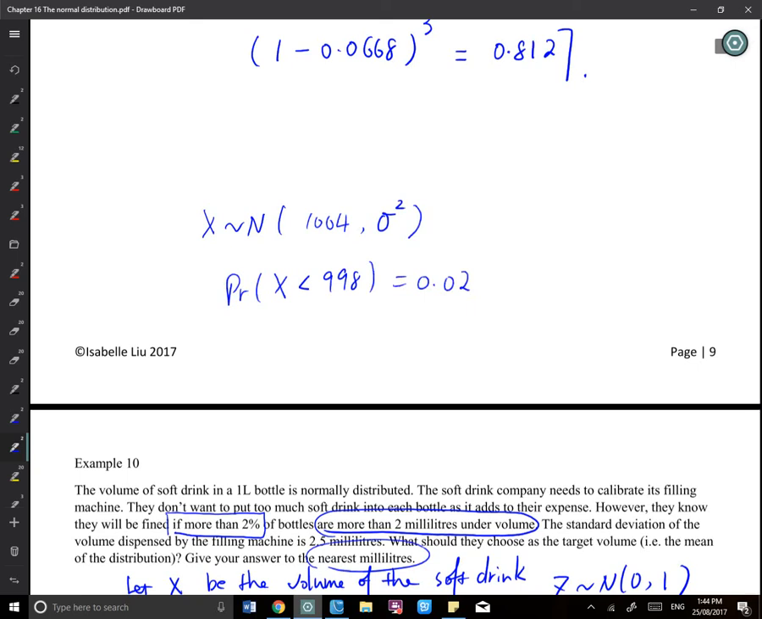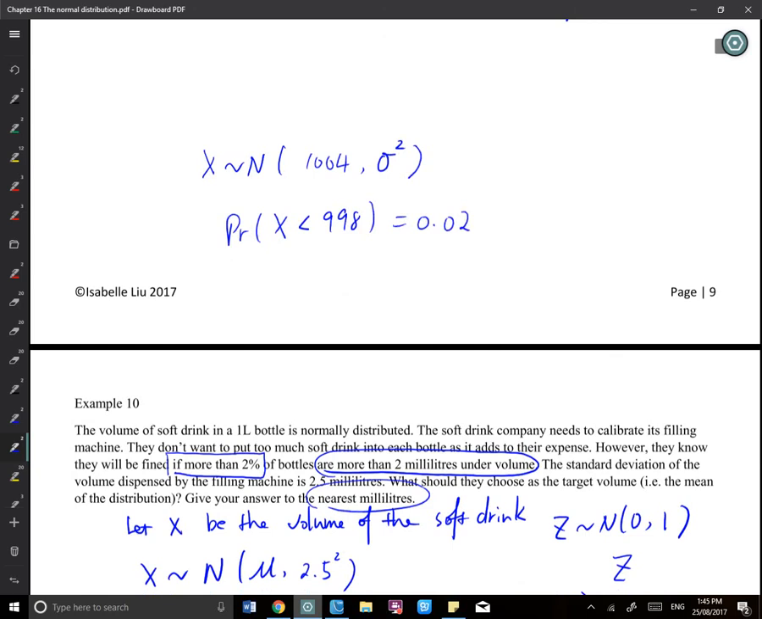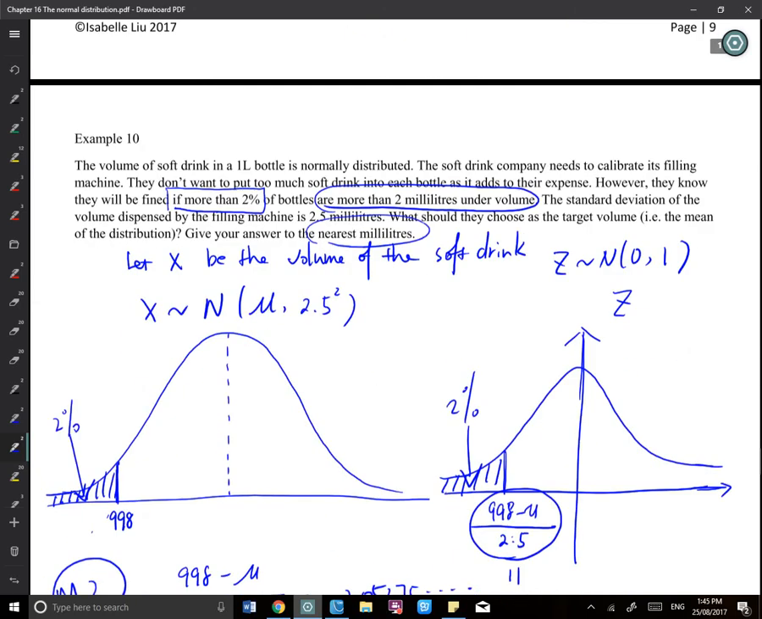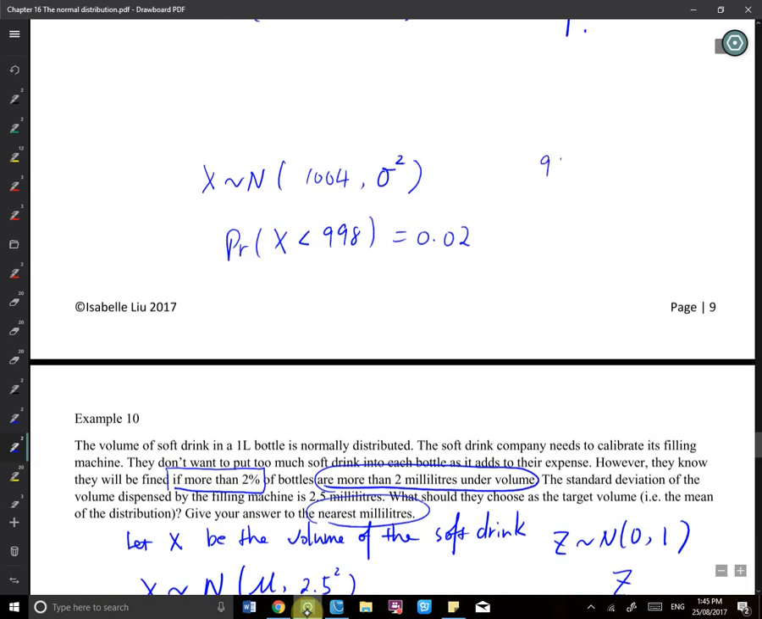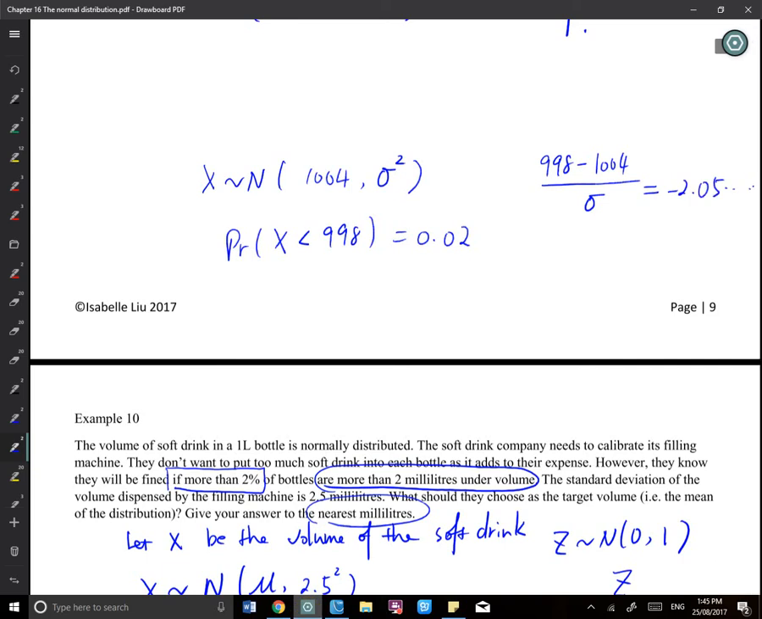I can just change a tiny bit. For this z-plot method, I will still have 998 minus 1004 divided by the standard deviation. That gives you minus 2.05 something, and then solve for the standard deviation. We still can do the z-plot thing. Plot that to z, and you know that what gives you 2% is negative 2.05. That's one method.